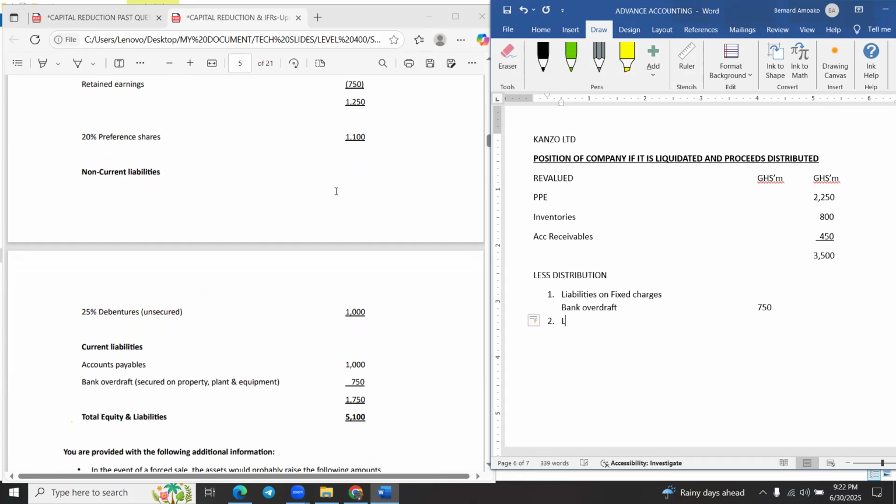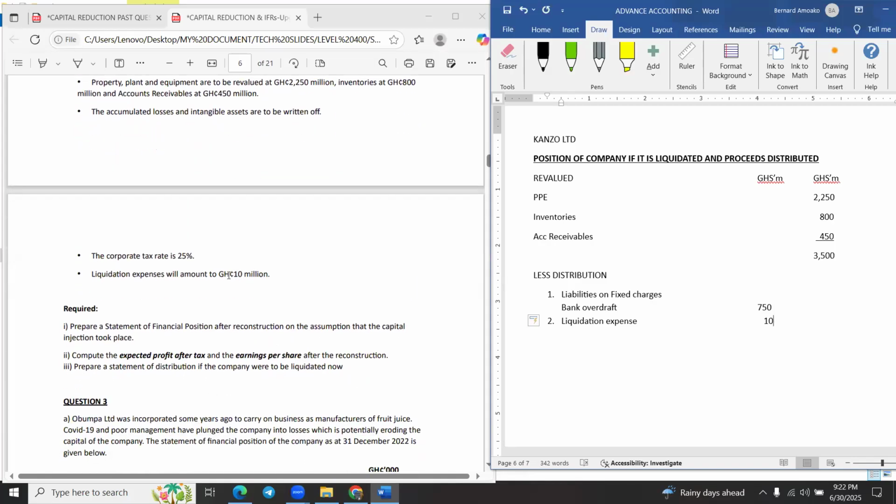The next one is what? Liquidation expense. Is it correct, Mecca? That is 10. It was 10 million, right? The bottom part of the question, this one. Okay. The third one was preferential treatment, preferential payables. We didn't have any, do we? No.